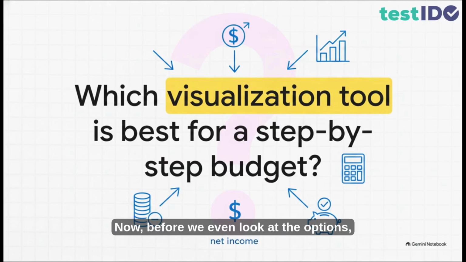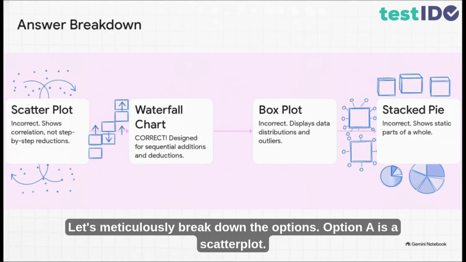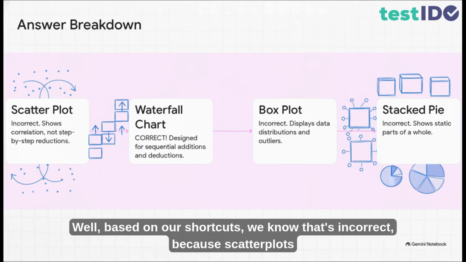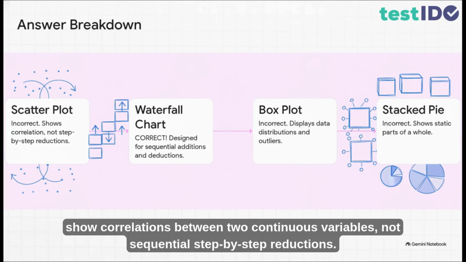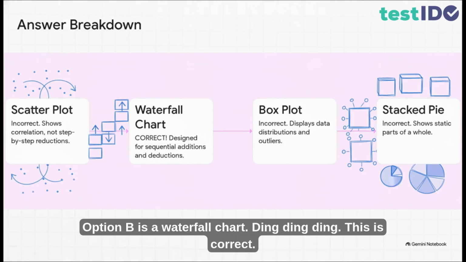Now, before we even look at the options, did you catch those vital exam keywords? Visual reconciliation and step-by-step. Let's meticulously break down the options. Option A is a scatter plot. Well, based on our shortcuts, we know that's incorrect because scatter plots show correlations between two continuous variables, not sequential step-by-step reductions. Option B is a waterfall chart.